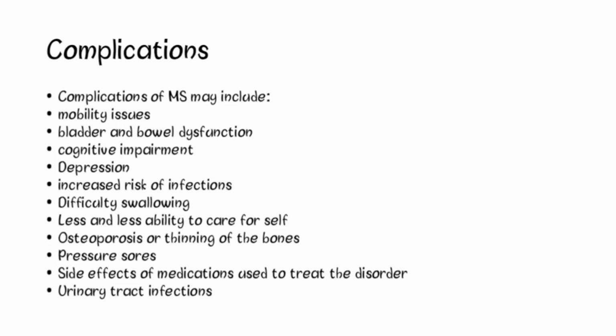Now, the complications of multiple sclerosis may include mobility issues, bowel and bladder dysfunction, cognitive impairment, depression, increased risk of infections, difficulty swallowing, less and less ability to care for self, osteoporosis or thinning of the bones, pressure sores, side effects of medications used to treat the disorder, and urinary tract infections.